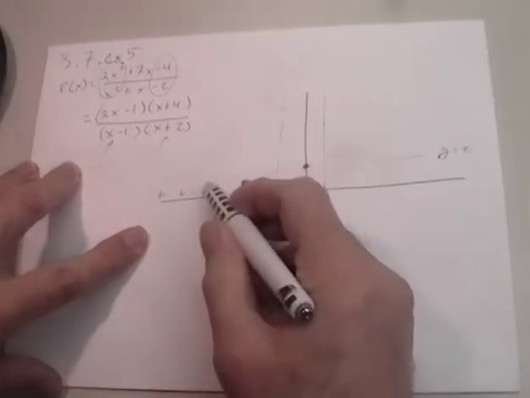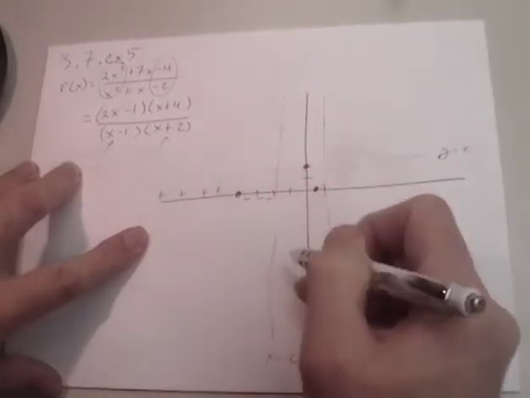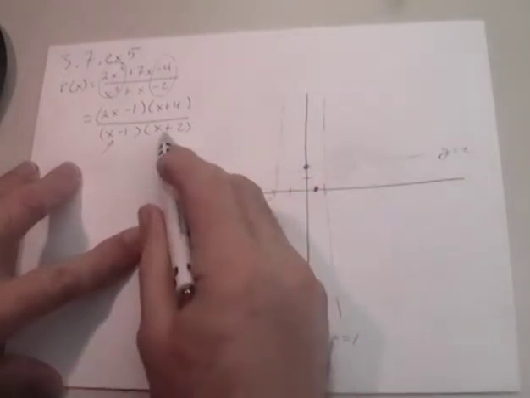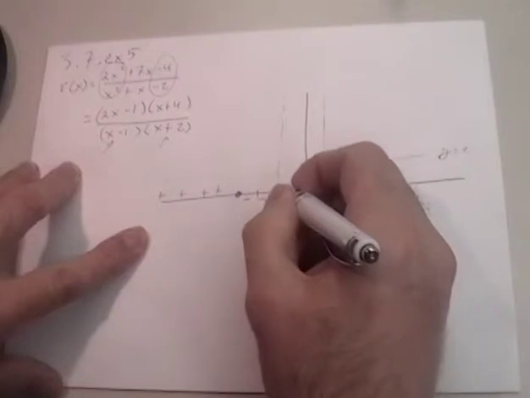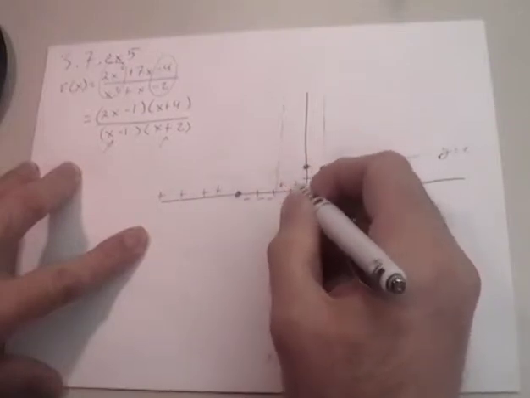So I keep track of when I'm above and below. Here at x equals -2, this is going to change from a negative to a positive. And so I'm going to be above the graph.